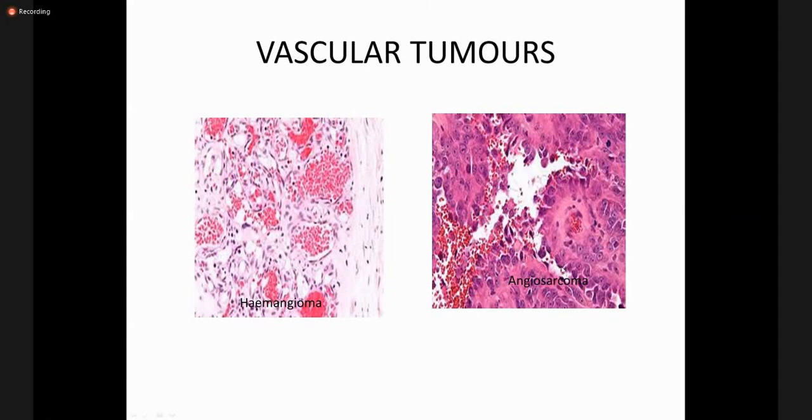Like you see here, these cells which line the vessels are showing marked atypia. Here you see the presence of mitosis. And if you compare with this one, these are flat, bland cells lining the vessel wall. There are anastomosing vascular channels in the malignant one, the angiosarcoma. There may be necrosis, brisk mitotic activity, hemorrhages, and they may contain giant cells.